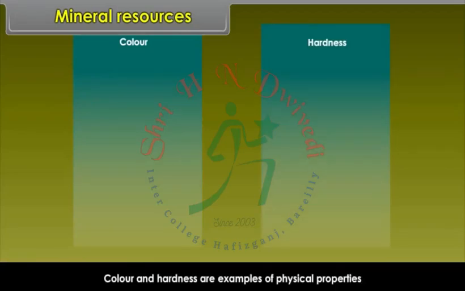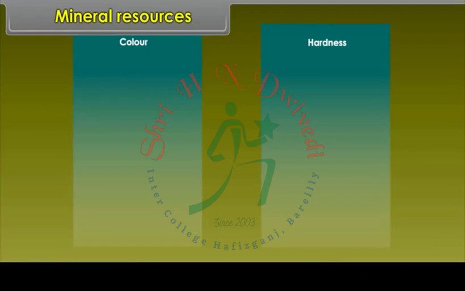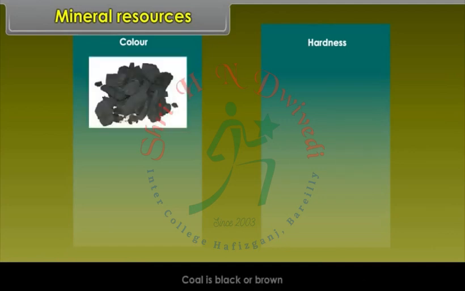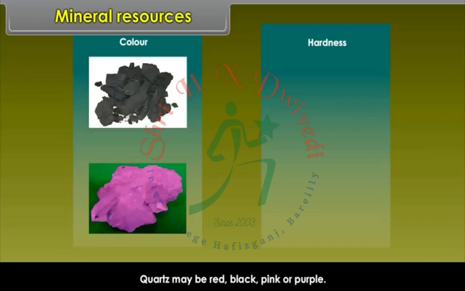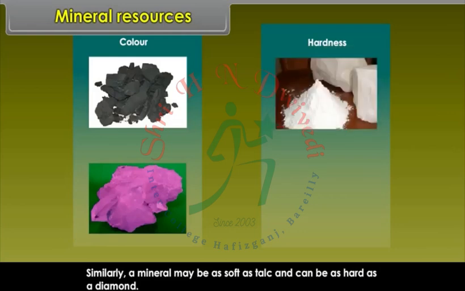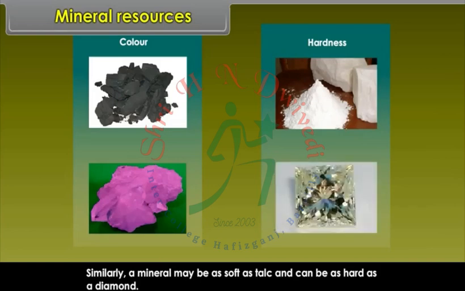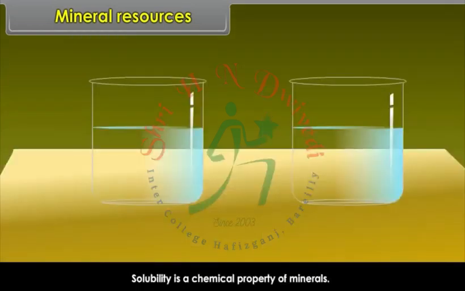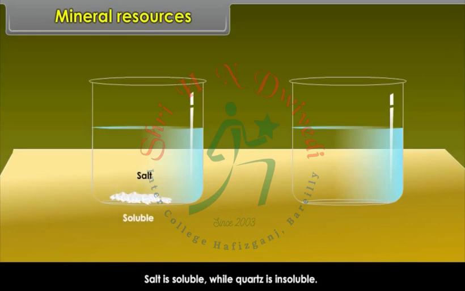Color and hardness are examples of physical properties. Coal is black or brown, quartz may be red, black, pink or purple. Similarly, a mineral may be as soft as talc and as hard as a diamond. Solubility is a chemical property of minerals. For example, salt is soluble while quartz is insoluble.